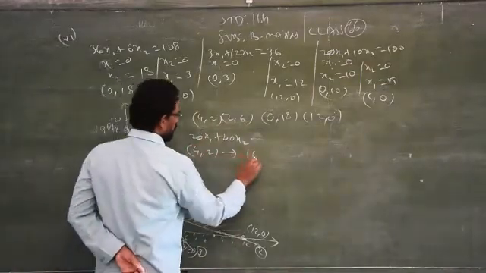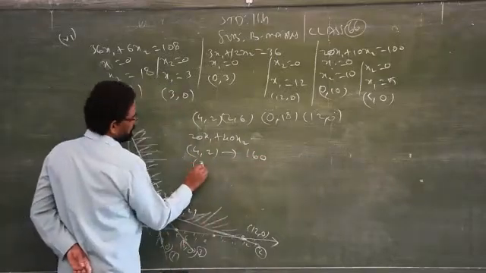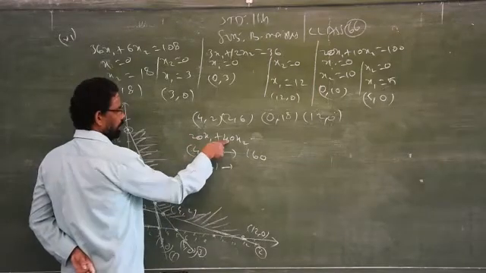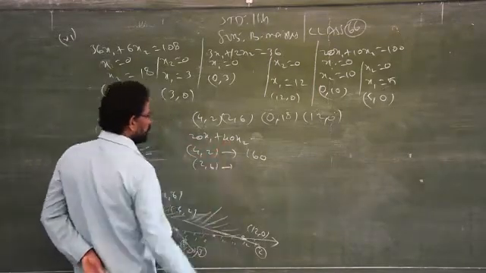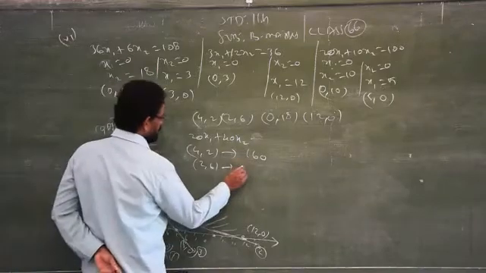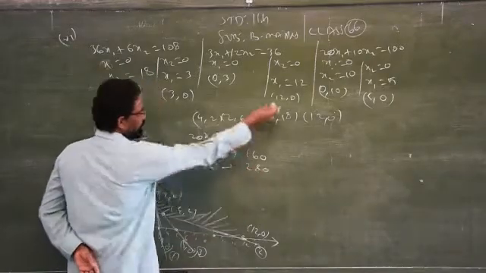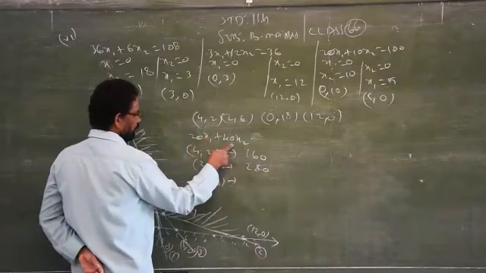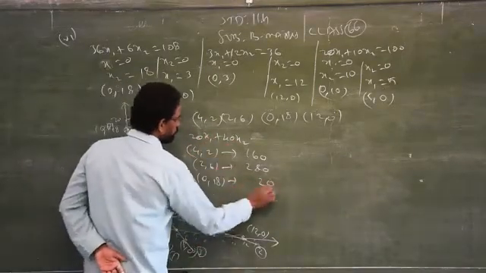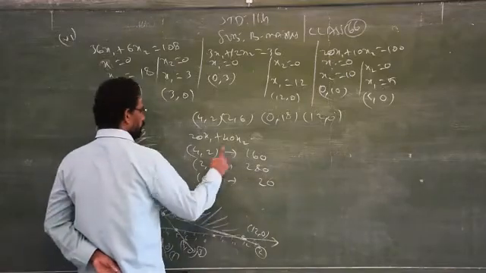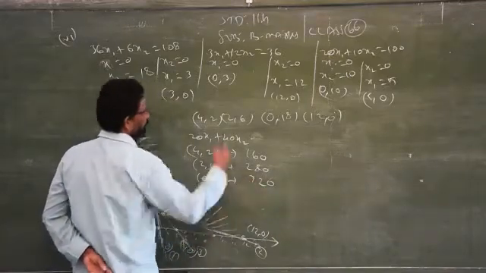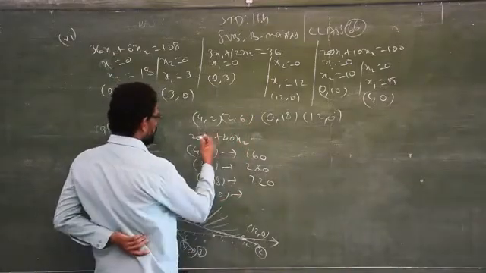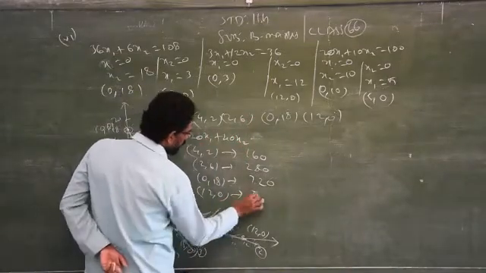80 plus 80, 160. What is the next point? 2, 6. Replace x1 by 2, 40 plus 240, that is 280. What is the next one? 0, 18. This is 0, 18. 18 fours are 720. What is the last one? 12, 0. So when you replace 12, 0, that is 240.